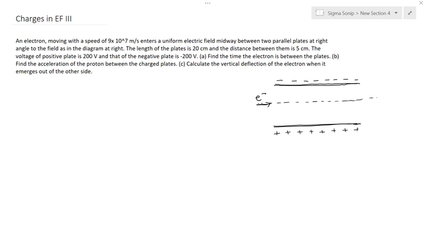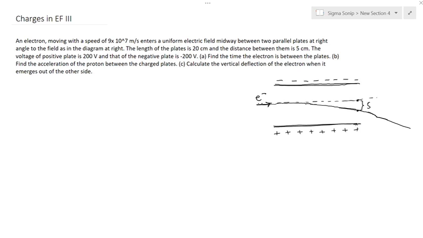and then we got this positive plate here, so the electron will feel a force of attraction towards the positive plate. So as long as this electron is between these two plates, it will move vertically. Let's say it will move towards the positive plate, and then it exits the plate like this. So what is happening is when it comes out of these two plates, it gets vertically deviated by this much amount.